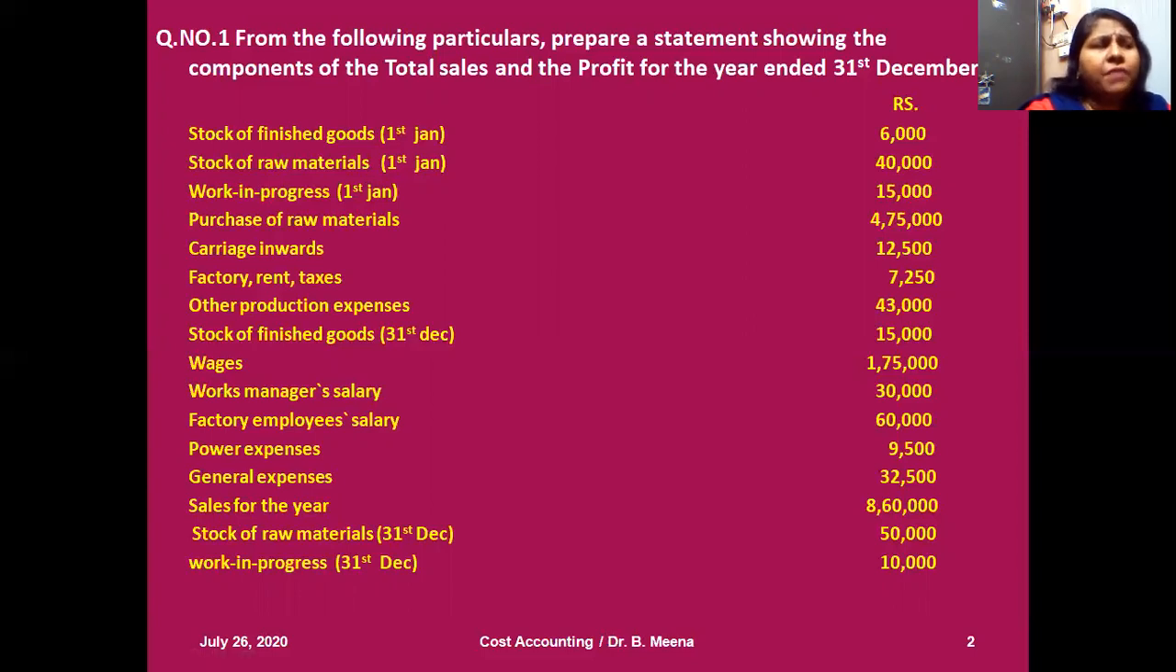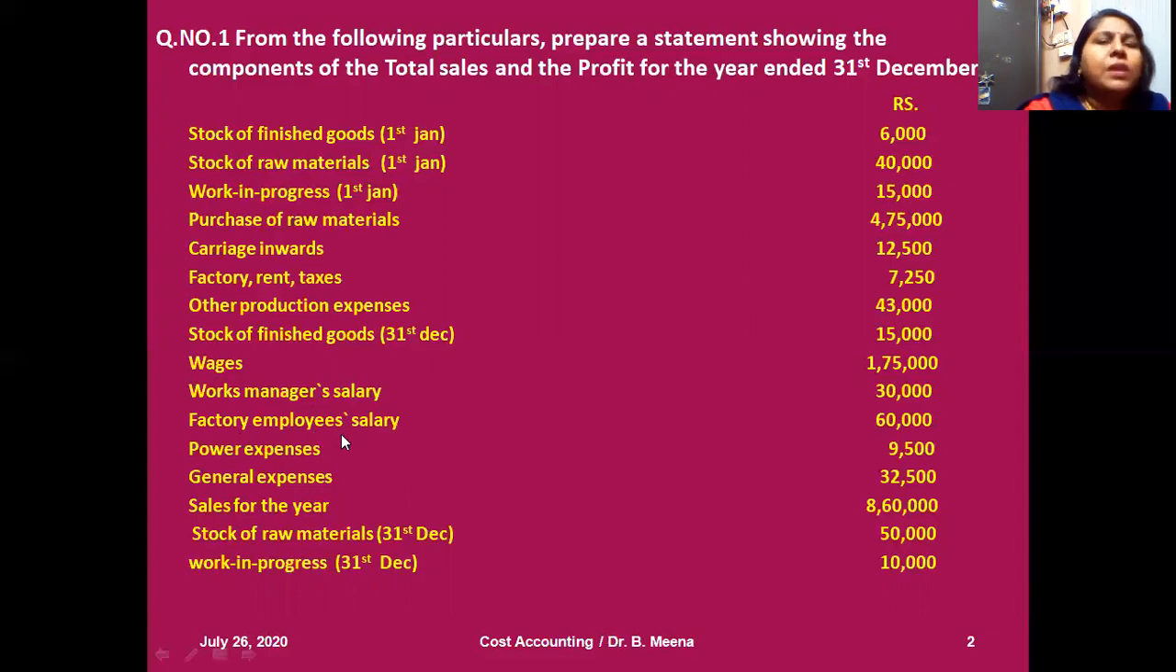Wages is a direct expense, which we already considered. And works manager's salary. So will this expense come under factory or office or selling? Works manager, you will find only in the factory. So this expense will come under factory. Factory employees' salary will come under factory. Power expenses, again, will come under factory.